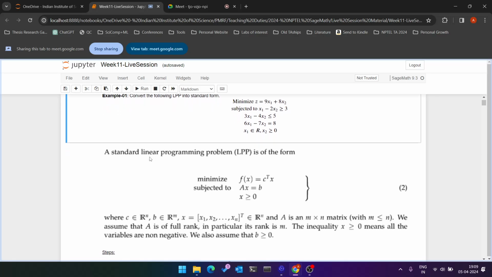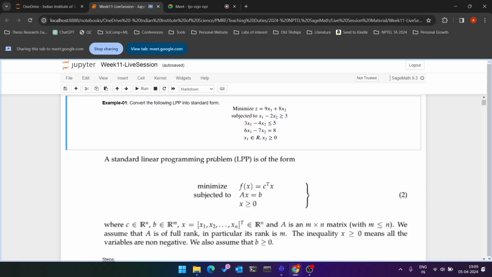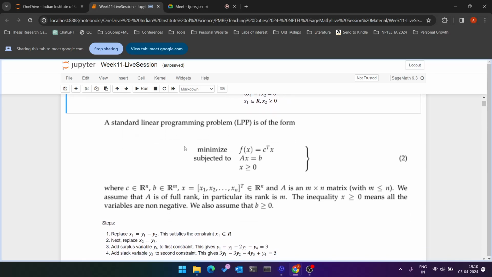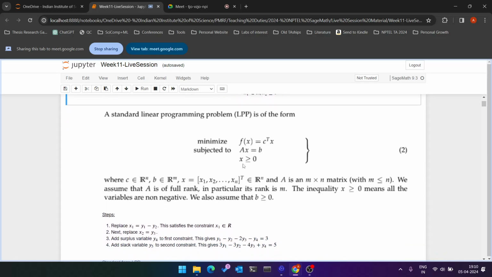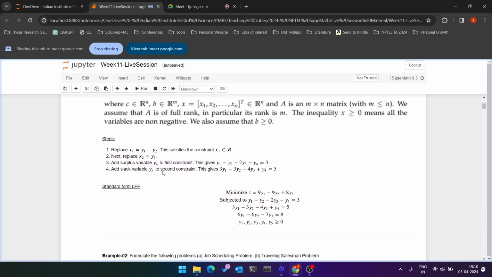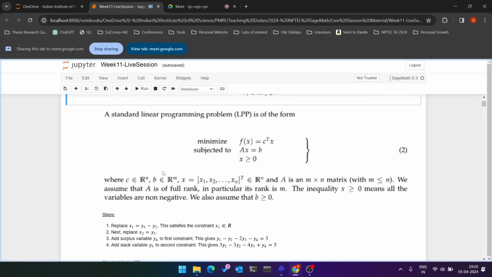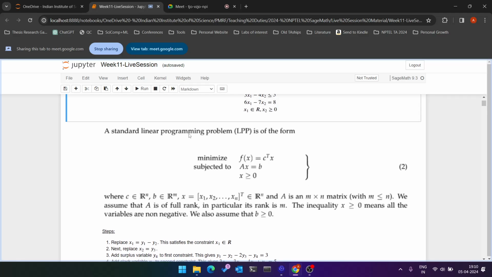A standard linear programming problem, as we have learned in the class, is of the form: f of x equals c transpose x, which is the objective function to be minimized, subject to Ax equal to b and x greater than or equal to 0, with c and b belonging to Rn and Rm respectively, and A being an m cross n matrix with m less than or equal to n.